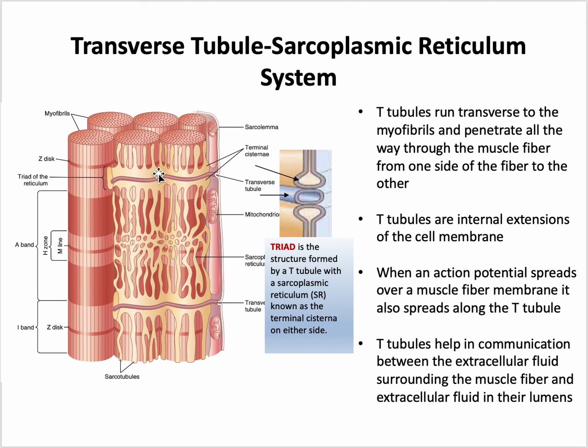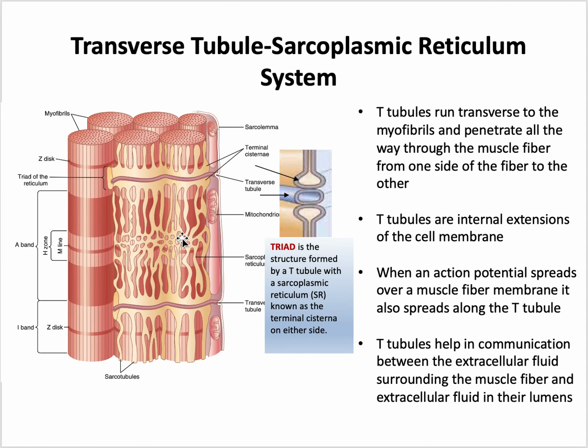And you can see that this T-tubule sarcoplasmic reticulum system is quite extensive and goes around all of these myofibrils. And so together, the transverse tubule and the two abutting terminal cisternae are referred to as the triad. Okay.